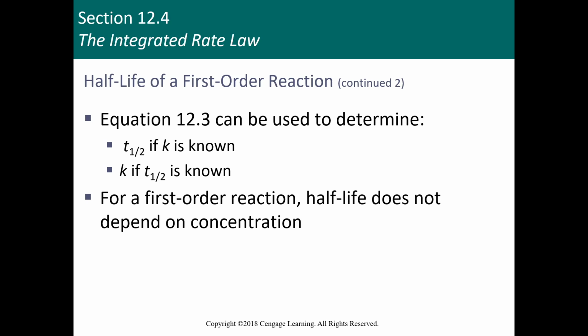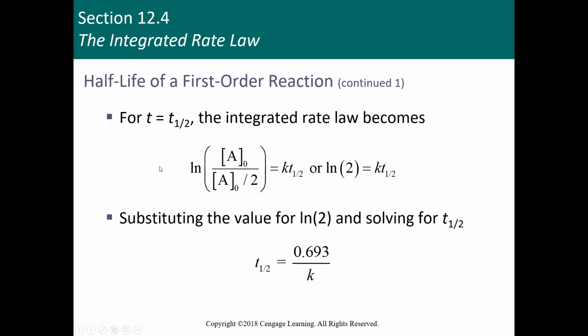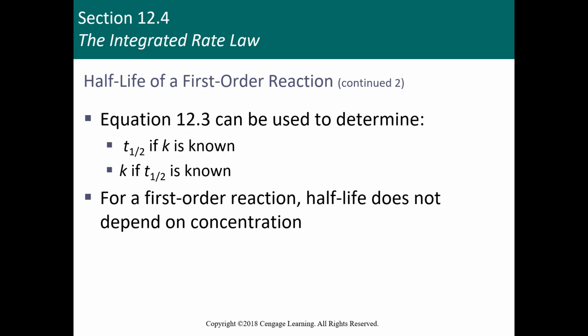So the equation 12.3 can be used to determine the half-life if we know what K is, or K if we know the half-life. So for example, on that previous problem, it would have been very, very easy because we knew the half-life, we knew the time it took to get half concentration. We could have just plugged that into this equation right here and gotten K. And that would have been much faster and easier than doing all that work we did before.